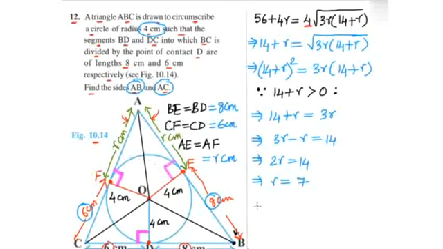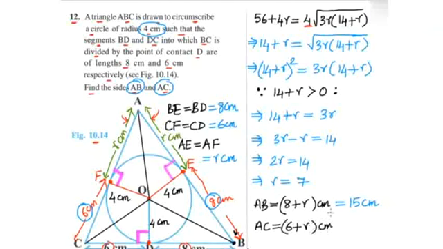And now finally we can find the length of AB and AC, which is what we really had to find. So AB is, as we saw, 8 plus R centimeters. So 8 plus R will be 15 centimeters because R is 7. And then AC is 6 plus R centimeters, and R is 7. So AC will be 13 centimeters. Okay, so these are the answers. AB is 15 centimeters and AC is 13 centimeters.